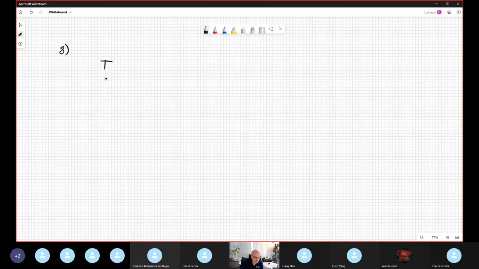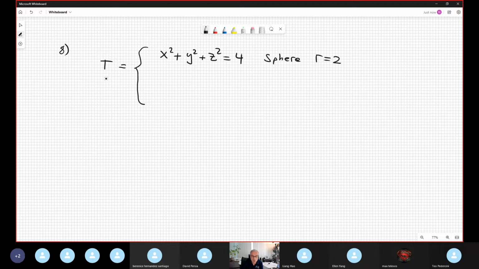We have solid T, and the solid T is formed by a sphere. This is a sphere, and the radius of the sphere is obvious, it is 2, and the center is located at the point 0, 0, 0. Okay, easy for identification.